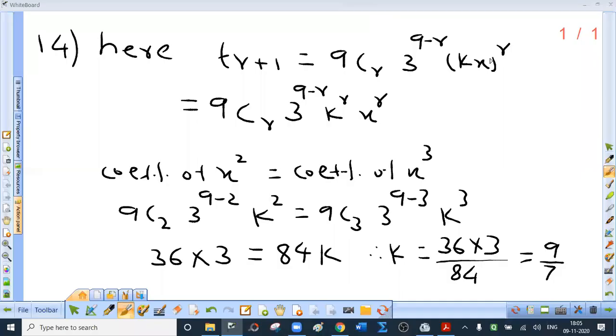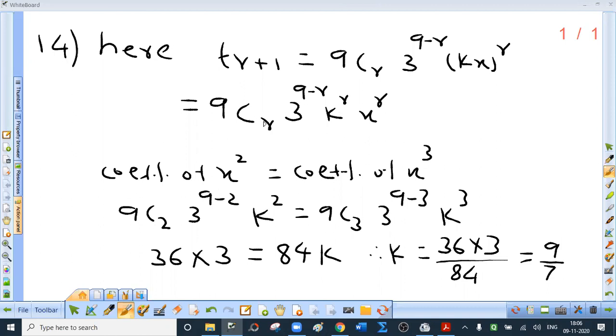Sum number 14th. Actually, this was asked as an MCQ also. You can check that. 14th one: if the coefficients of x square and x cube in the expansion of (3 plus kx) raised to 9 are equal, find k. So this is the general term, 9Cr 3 raised to 9 minus r into k raised to r into x raised to r. Now what will be the term in x square? For that r should be 2, but we are interested in the coefficient only.